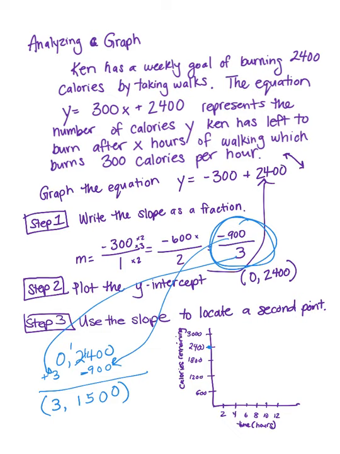So I'm going rise over run. So over 3 from here. 1, 2, 3. And then down 900. And we figure that out. So it's going to be right about here. My last step is draw a line through the points that connect my dots.